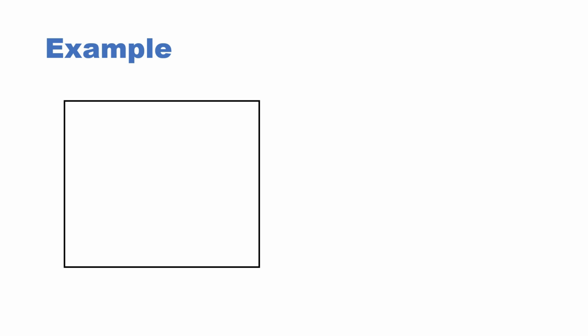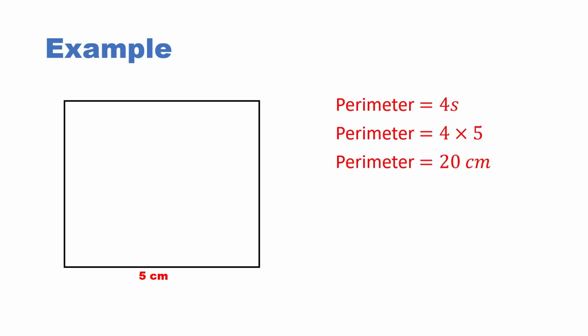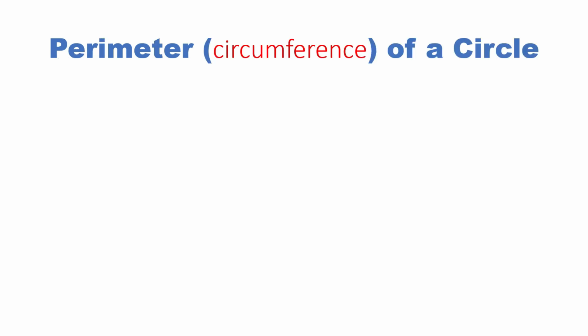Let's do a quick example. Given a square with side 5 centimeters, we can calculate the perimeter using the formula 4S, which is 4 times 5, and the result is 20 centimeters. Then for the area, we use the formula S squared, which is 5 squared, and the result is 25 square centimeters. Let us now move to our final shape, which is a circle.